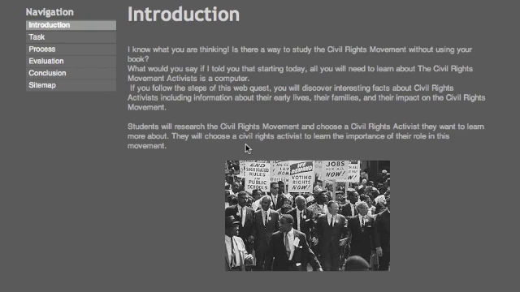If you follow the steps of this Webquest, you will discover interesting facts about civil rights activists, including information about their early lives, their families, and their impact on the civil rights movement. Students will research the civil rights movement and choose a civil rights activist they want to learn more about. They will choose a civil rights activist to learn the importance of their role in the movement.